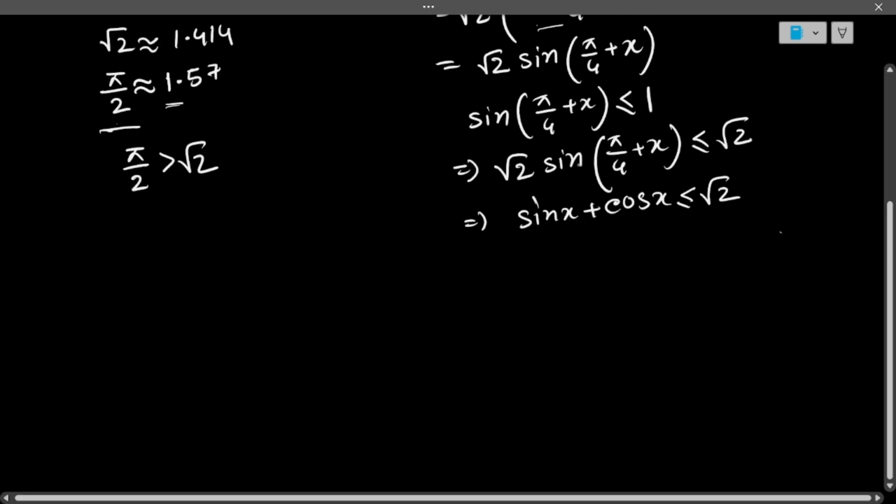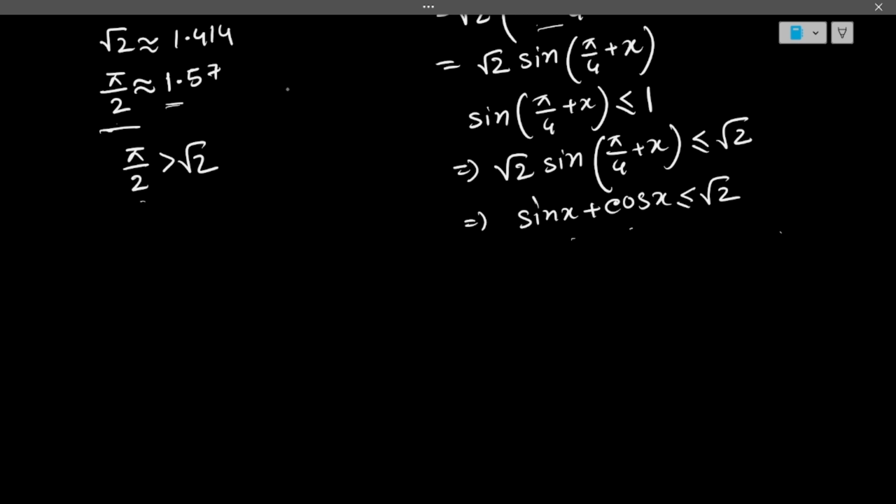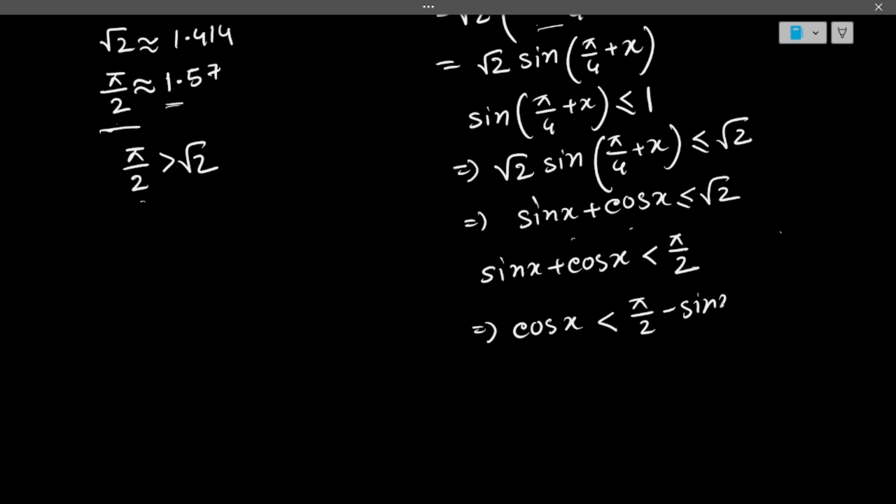Now see that sin x plus cos x is less than or equal to root 2. So this must be less than pi by 2, because pi by 2 is obviously greater than root 2. So sin x plus cos x is less than pi by 2. From here you can say cos x is less than pi by 2 minus sin x.